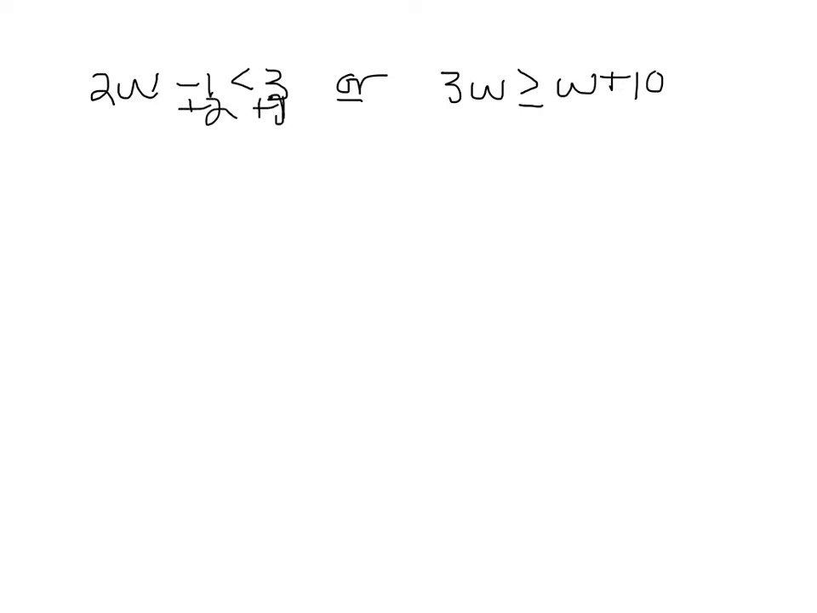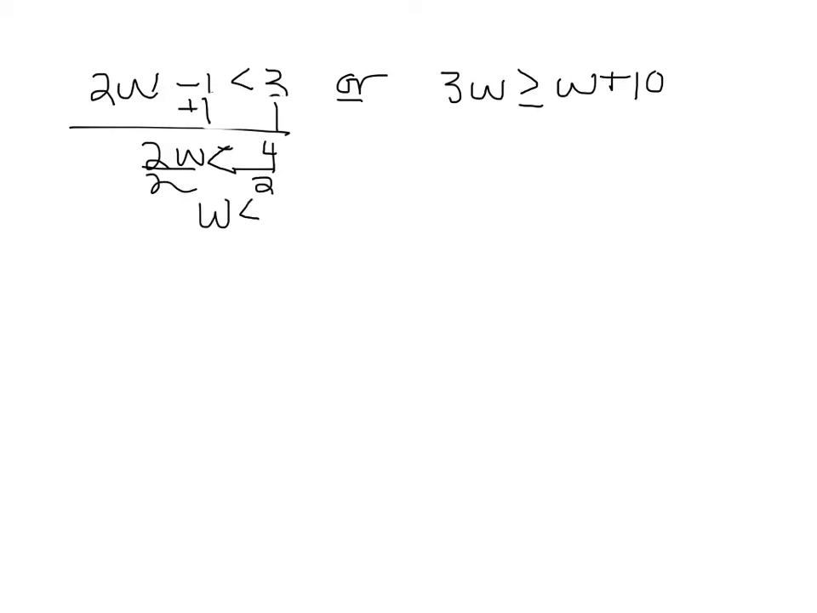The other type looks something like this: 2w minus 1 is less than 3. Or, now this one is or, not and, 3w is greater than or equal to w plus 10. Well, these are already separated for you, which makes them quite easy. We just are going to solve them then. 2w, why did I add 2 to both sides? I was obviously not paying attention. So I have to add 1 to both sides. 2w is less than 4.